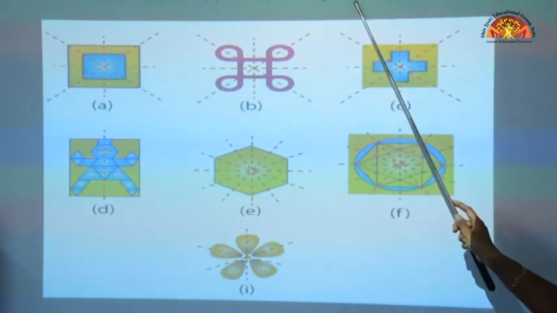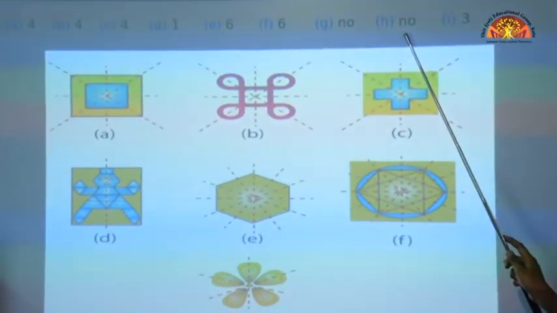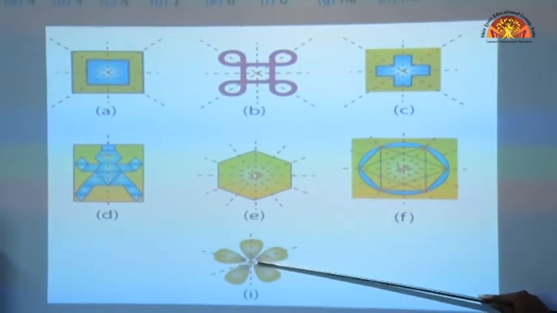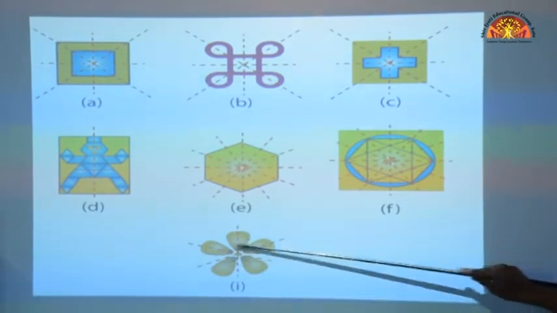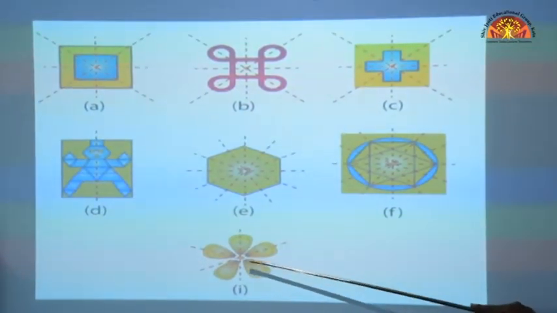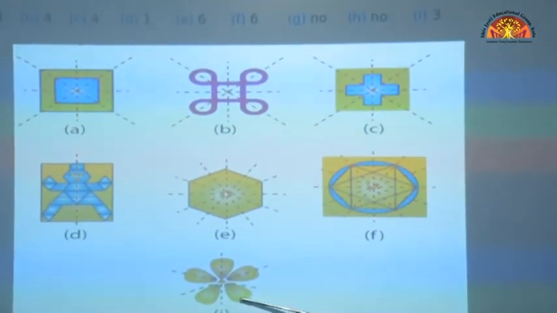For the G and the H part, there are no lines of symmetry. If you are considering this flower, there are 3 lines of symmetry, that is the vertical and 2 slanting lines. So there are 3 lines of symmetry for this figure.